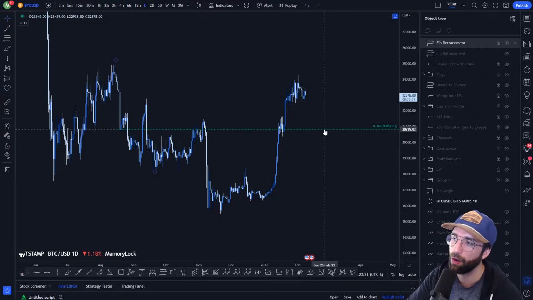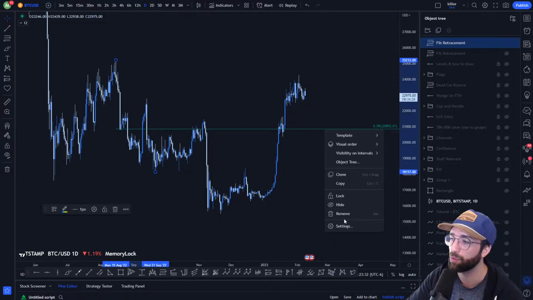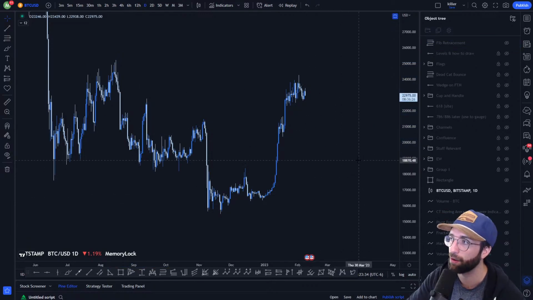how strong or how good the move is, right? Is this a dead cat bounce? Is this something that's better off to short? Or does the move have legs? Did we break through the 382? Should we expect more continuation either down or up, right?